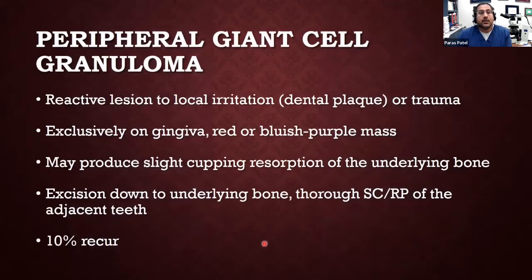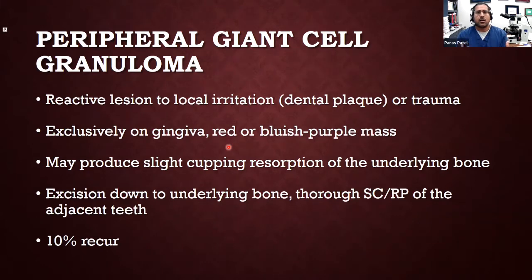Peripheral giant cell granuloma is another reactive lesion that is limited to the oral bound down mucosa. It's a result of local irritation, exclusively on the gingiva and alveolar mucosa. It has this really exuberant reddish-bluish hue. If that's clinically present, that's going to be your thought that this might be a peripheral giant cell granuloma. That's because this lesion has a lot of red cell extravasation.